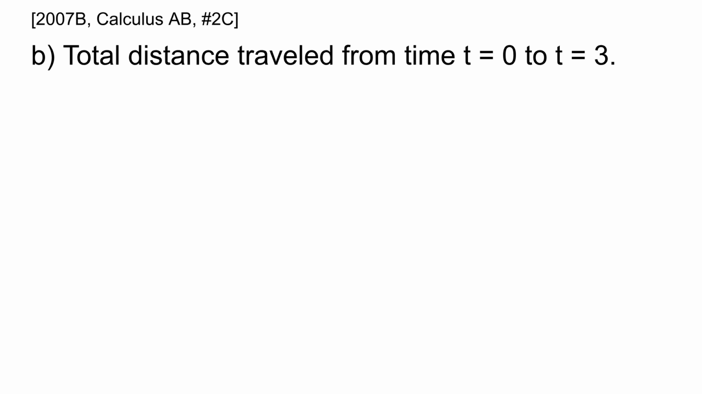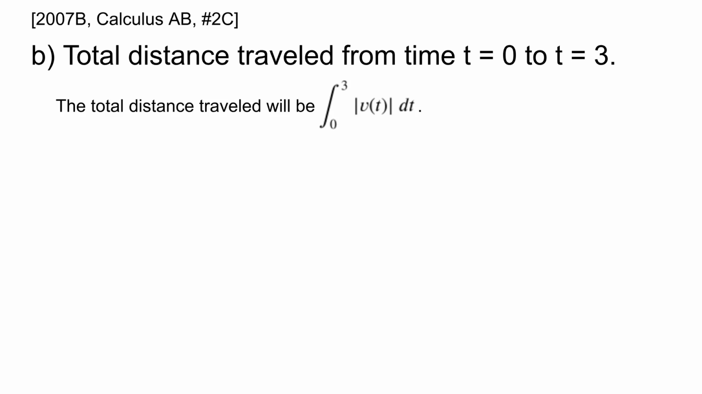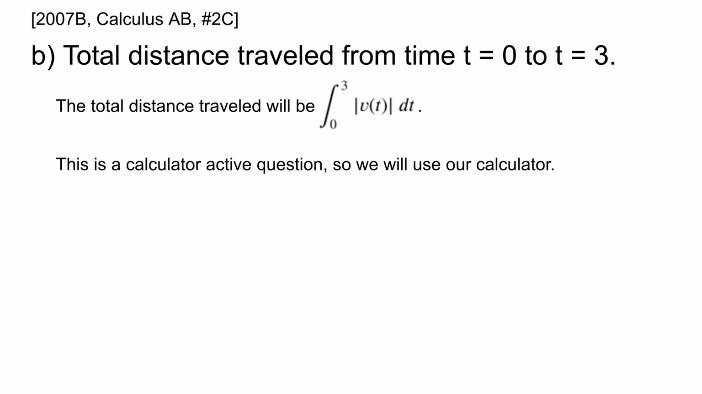In part B of this question, we are asked to find the total distance traveled from time t equals 0 to time t equals 3. The total distance traveled will be the integral from 0 to 3 of the absolute value of v of t dt. And again, this is a calculator active question, so we will use our calculator. The integral from 0 to 3 of the absolute value of v of t dt is the integral from 0 to 3 of the absolute value of sine t squared dt, which is 1.702.